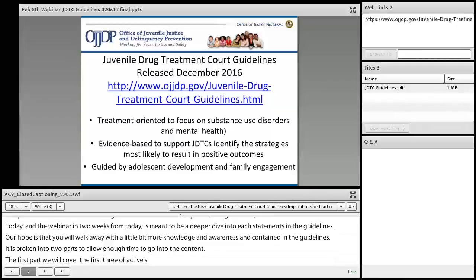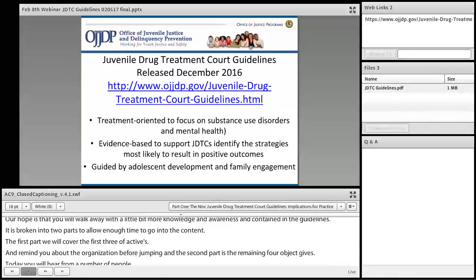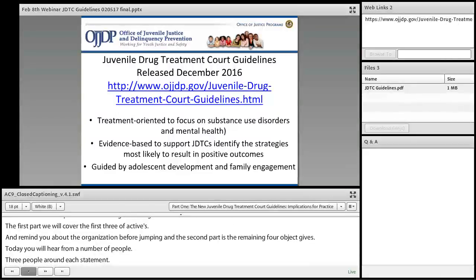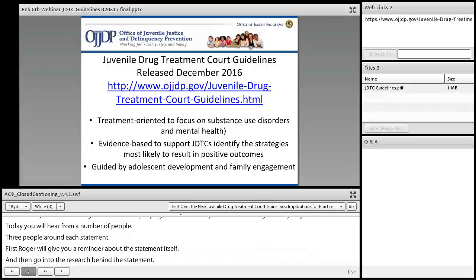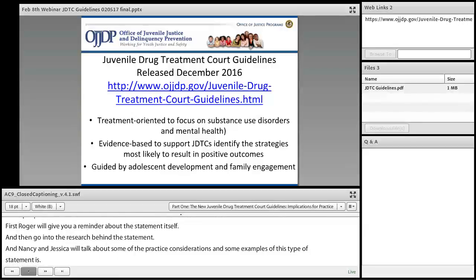Today you'll hear from three people really, around each of the statements. First, Roger will give you a little reminder about the statement itself, and then go into the research behind the statement, and then both Nancy and Jessica will talk about some of the practice considerations and some examples of this type of statement in practice. We hope you get the breadth of research and practice that is related to each of the guideline statements. As Jessica said, we will pause for questions, but in order to cover the content, we're going to do it between the objectives. So we'll have 3 pauses.